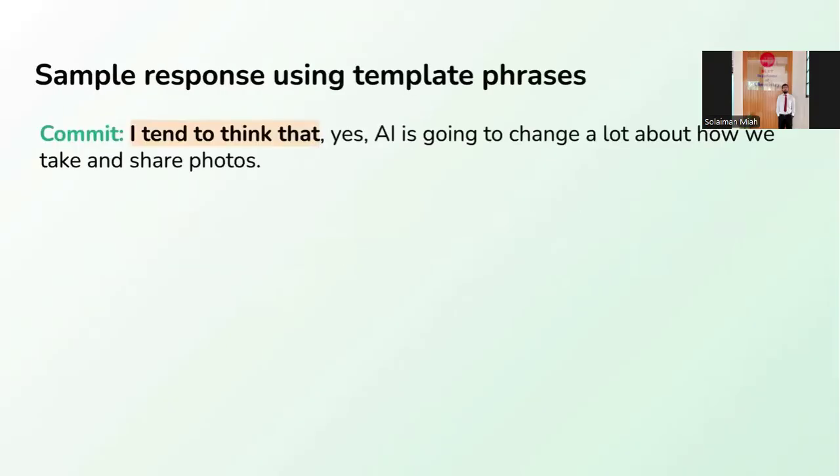For the commit slot, I went with, I tend to think that, a phrase from the variety side of menu 1 that sounds thoughtful. Filling it in. I tend to think that, yes, AI is going to change a lot about how we take and share photos. That's a clear stance with no hedging.